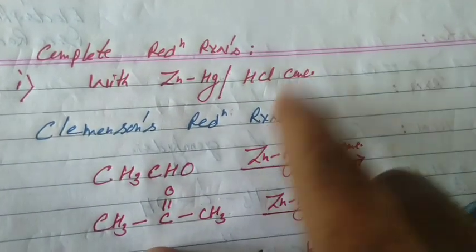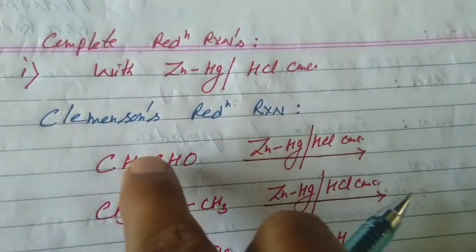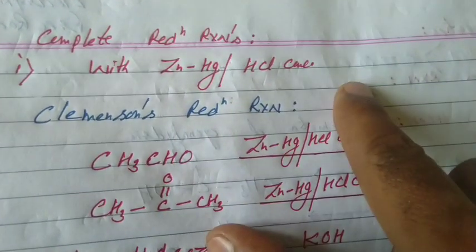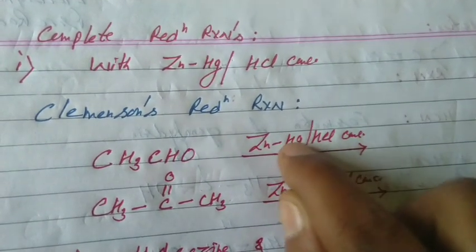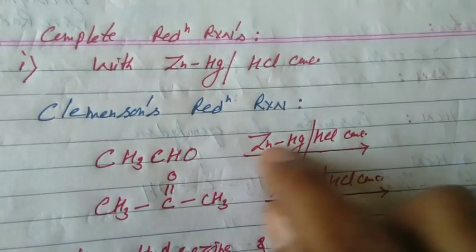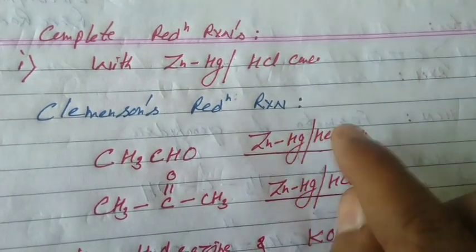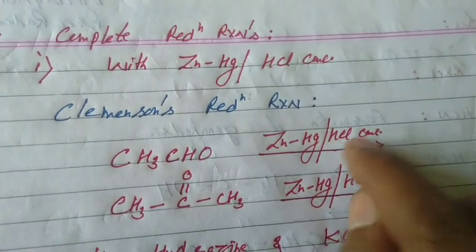It is a naming reaction. You will write: in this reaction carbonyl compounds are reduced to alkane when treated with zinc amalgam and concentrated HCl. It will supply nascent hydrogen. You must write this reagent on the arrow for Clemmensen's reduction reaction, otherwise it is invalid. Zinc amalgam and concentrated HCl.